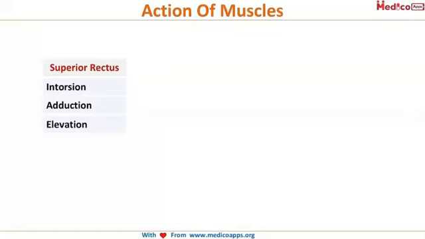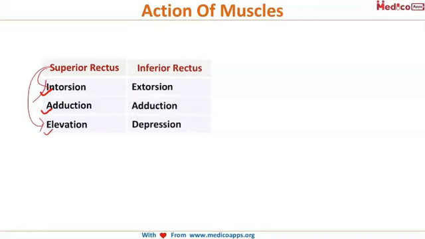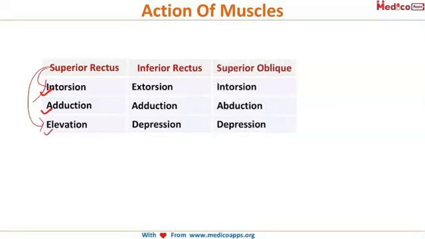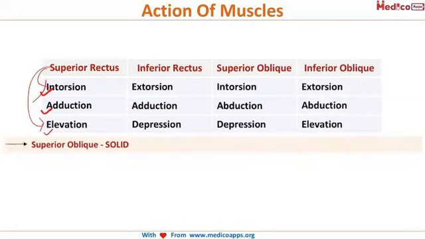The superior rectus causes intorsion, adduction and elevation. You've seen superiors cause intorsion and the primary action will be elevation and the other one is adduction. That is RAD, that is the rectus causes adduction. Okay. Inferior rectus: extorsion, adduction and depression. Superior oblique: intorsion, abduction and depression, and inferior oblique: extorsion, abduction and elevation.